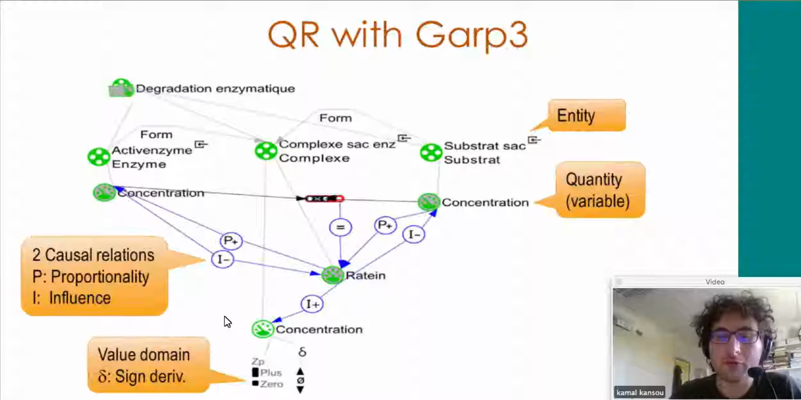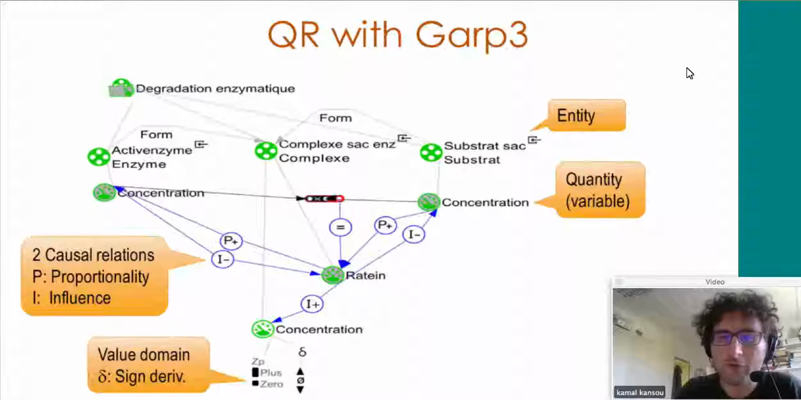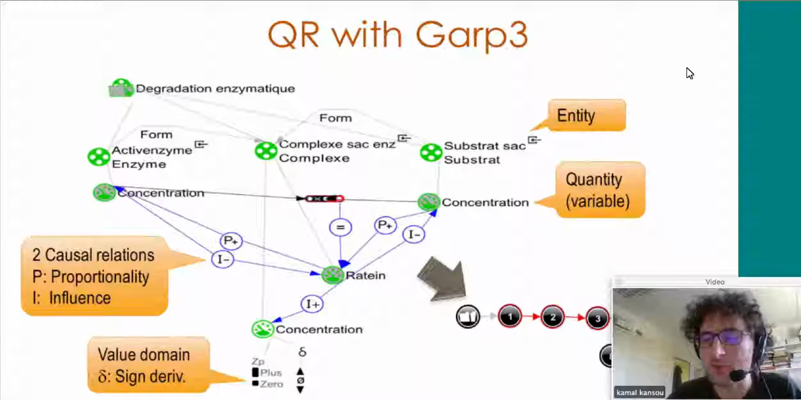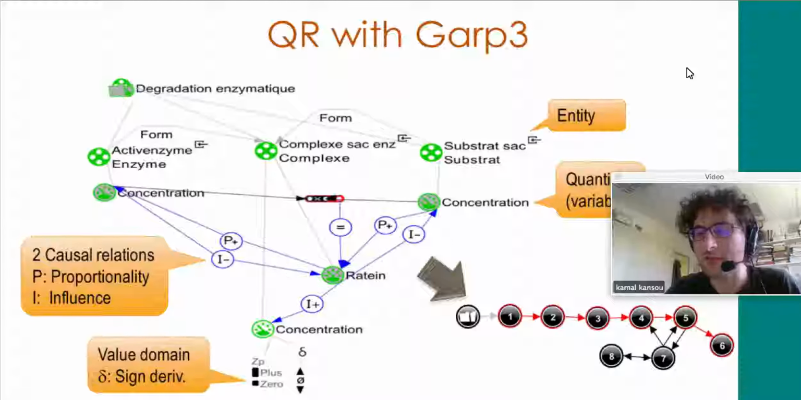So from this you can also represent an algebraic relation between two quantities. Here, for example, it's a product. You can represent the product between two concentrations. From this, you can generate a simulation which takes the form of a state graph, and this state graph represents all the states that can be reached by the system over time.